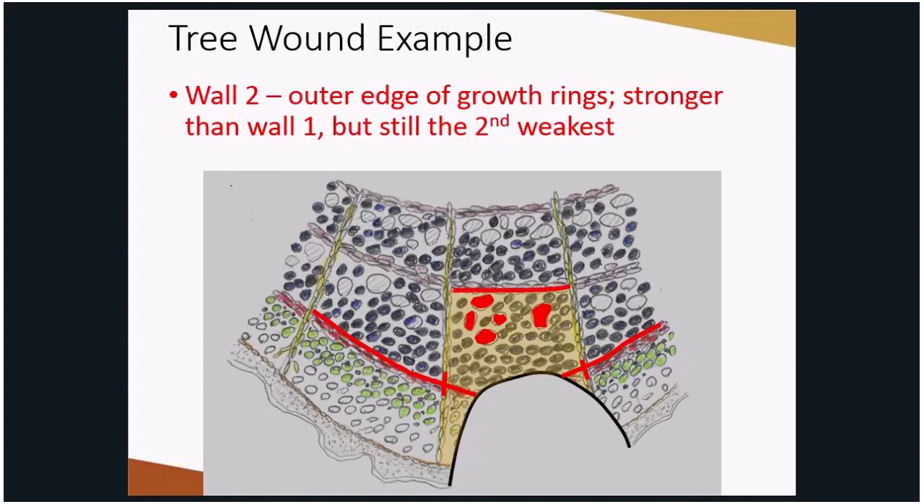Wall 2 is the second weakest wall, and it forms right along this old layer of cambium. There's parenchyma cells right there that are active and alive and able to start to form a barrier. And so they start to form this next barrier that limits inward development of rot and stops it.